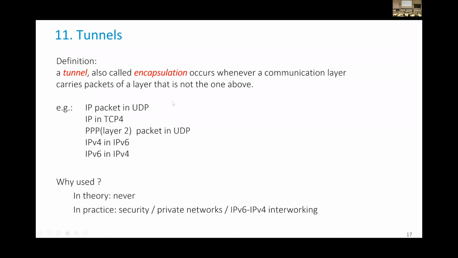We have seen MPLS, which is a kind of tunnel in the sense that we carry an IP packet inside something that we can call an MPLS packet. But we can do even worse, and we've done that in the lab. For example, if you use Teredo, a tunnel is when you carry an IP packet in a UDP packet, or an IP packet in an IPv4 packet in IPv6, or any combination. It's also called encapsulation. The two words are synonyms, which of course is something weird that we should not do in principle, but that we do for security or private networks.